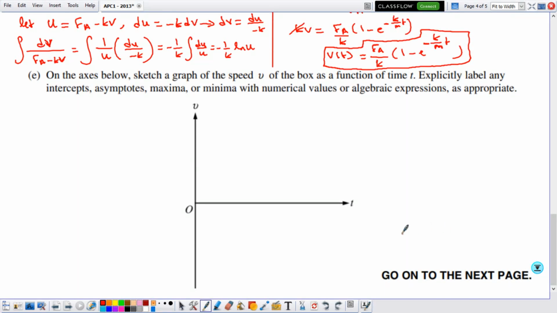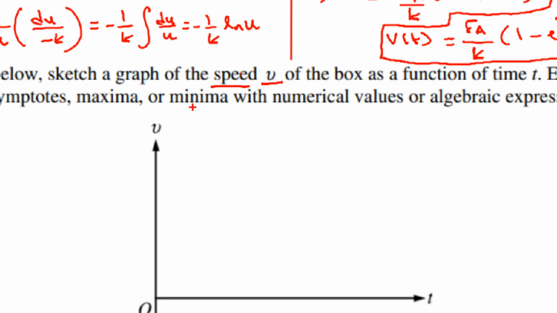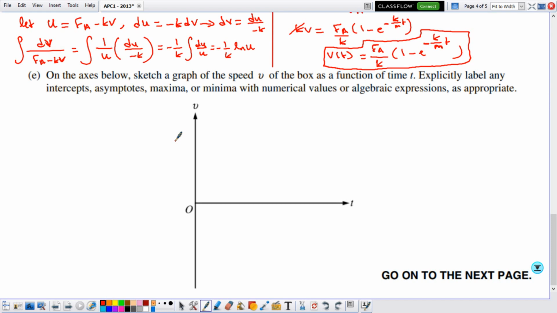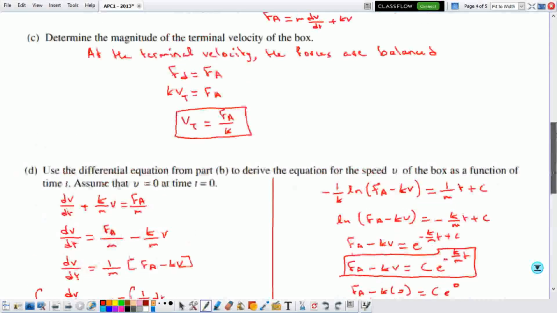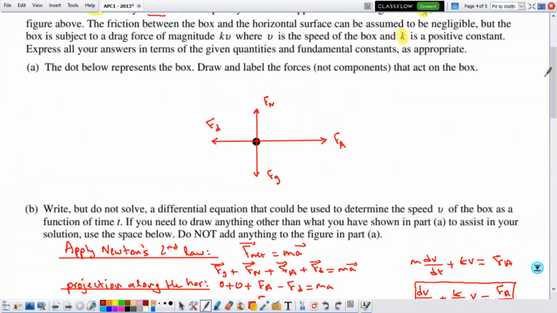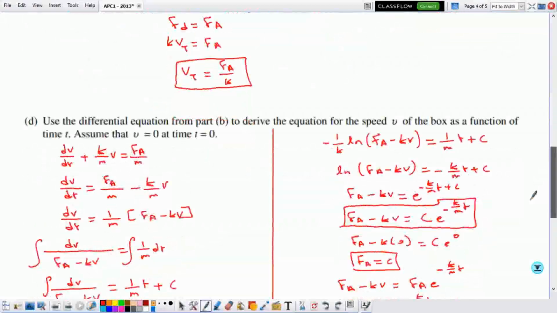Now part E, which is the last part of this exercise. On the axis below, sketch a graph of the speed v of the box as a function of time. Explicitly label any intercepts, asymptotes, maxima or minima with numerical values or algebraic expressions as appropriate. Although they say speed, let's plot v as the velocity, and we need to be very careful. There is a difference between velocity and speed, and that difference arises whenever we are moving in the negative direction. Luckily here, our motion occurs in the positive direction as we assumed, so no need to worry about anything.